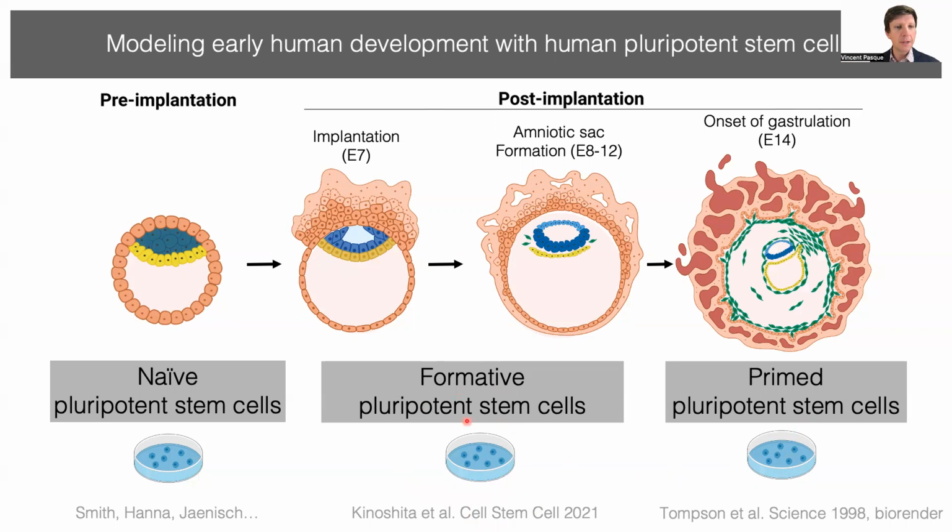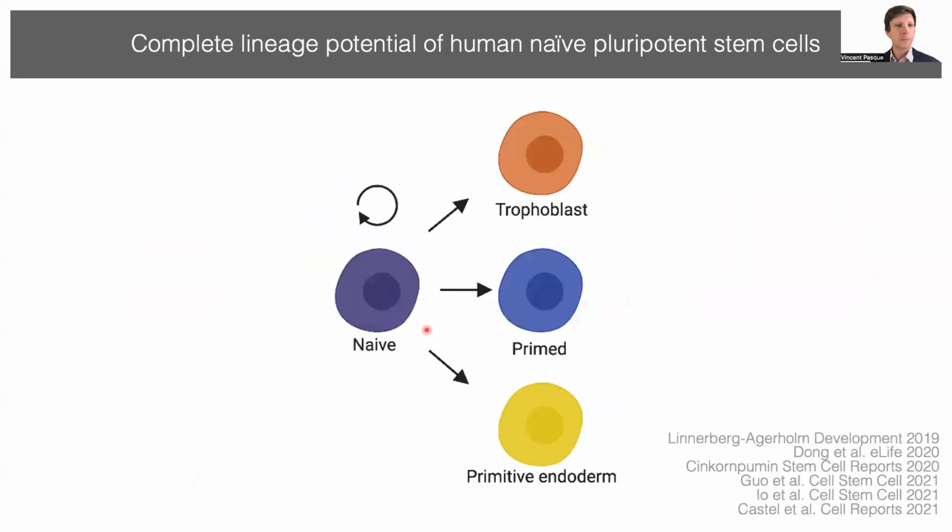And then there are formative pluripotent stem cells that are intermediate between naive and prime. So pluripotent stem cells offer fantastic tools to model early human development and ask how do gene regulatory programs and chromatin regulate early human embryogenesis.